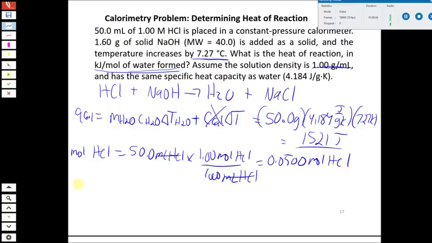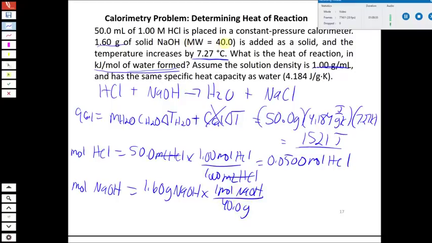And then if we do moles of the other reactant, which is NaOH, and this time we told you we added it as a solid, 1.60 grams. So for that substance, we're going to use a mass to mole calculation to find moles of NaOH. Molar mass is 40, as we gave you right here. So we have 0.0400 moles of NaOH.